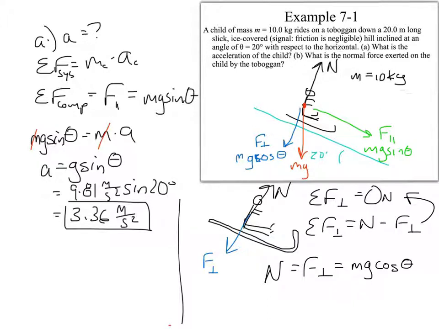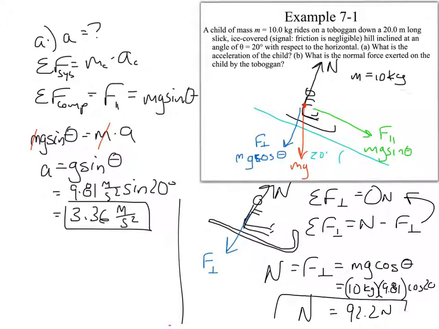So what's our normal force? Well, what's the mass of our child? 10 kilograms times 9.81 times the cosine of 20. So that's 98.1 cosine of 20 degrees, which should be pretty easy: 92.2 newtons, and that is our normal force. It's not the entire weight of the child because some of the child's weight is being directed downhill to move him, but it's most of the weight of the child.